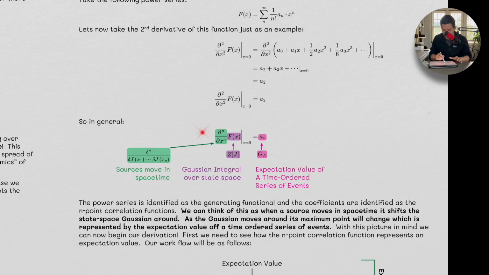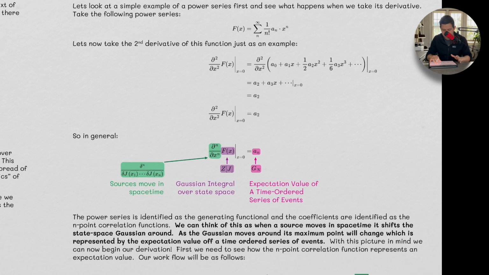This is the equation that I want to get at, because this is sort of the main point I want to get across. The idea here is that we're going to construct an equation, okay? We're going to construct this seemingly arbitrary equation such that when we take sequential derivatives of it, we get these numbers out, and these numbers correspond to expectation values of a time-ordered series of events, okay?